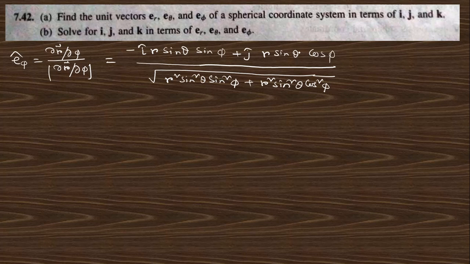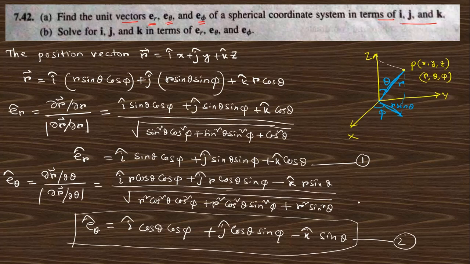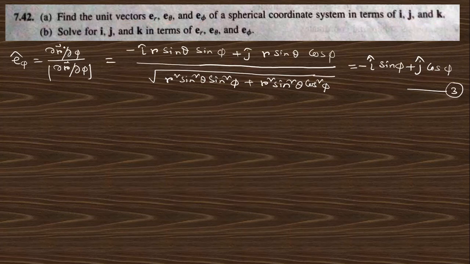So here r sin theta will cancel out, and you only get minus I cap sin phi plus j cap cos phi. This is the E phi cap, that is the unit vector along the phi curve. So this is the solution of question number A, and this is taken as equation number 3. So equations number 1, 2, 3 are the solution of question number A.